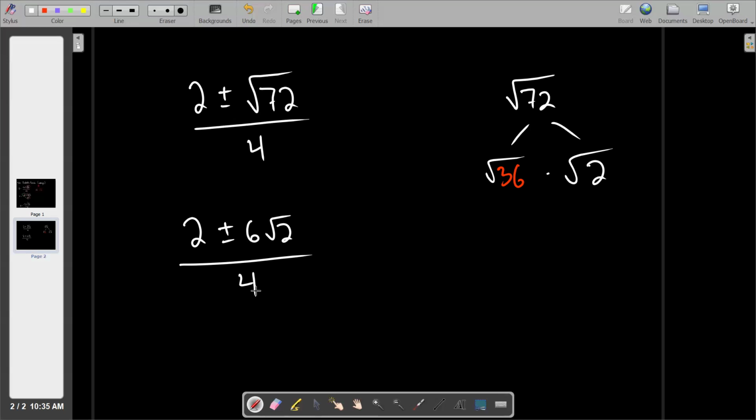Divide everything in the Dorito by 2. So what are we going to get? 1 plus or minus 3 roots of 2 over 2.